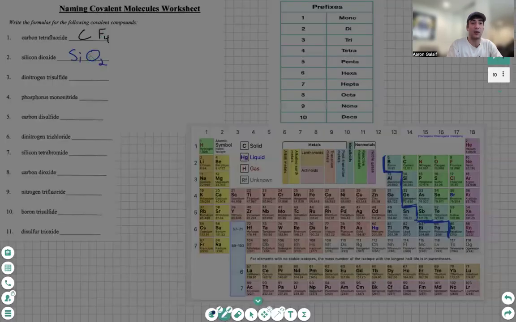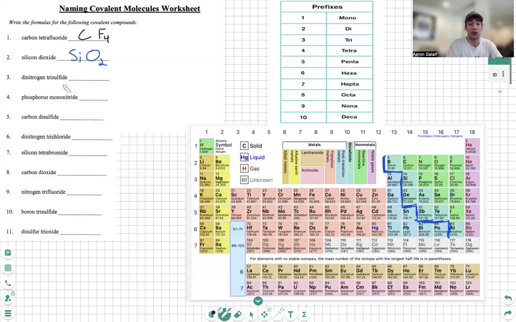So next, we have dinitrogen trisulfide. Notice for this first term, we do have a prefix. So what does that mean? Well, that means that nitrogen does have two of them this time. And then we write sulfur, trisulfide. So sulfur must have a three, di and tri. All right, cool. Next, let's go to the next one.